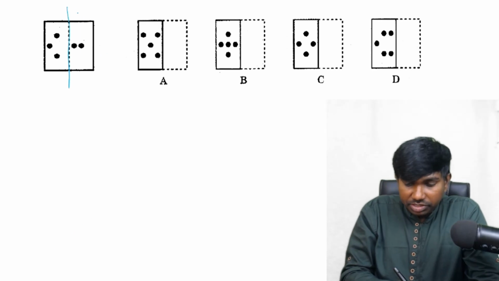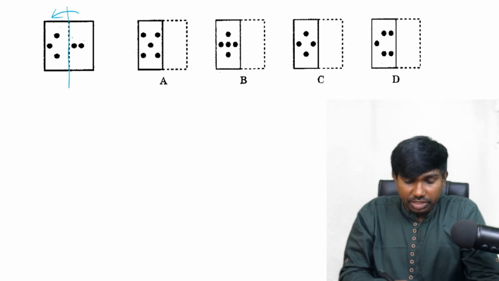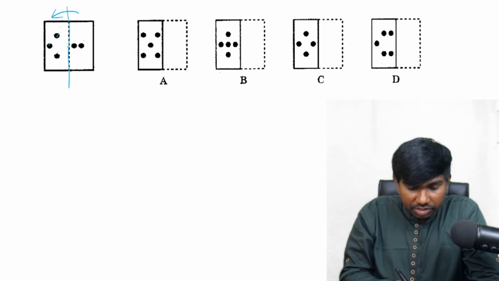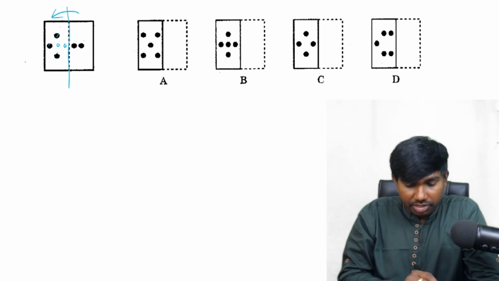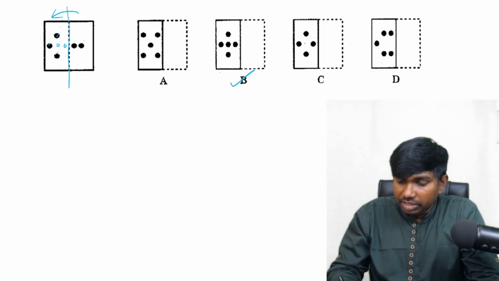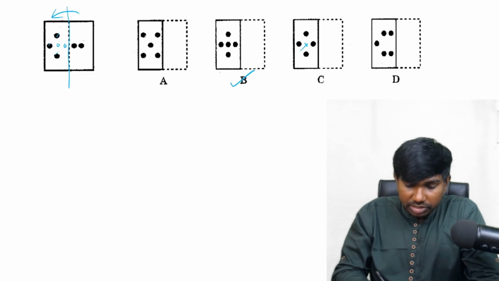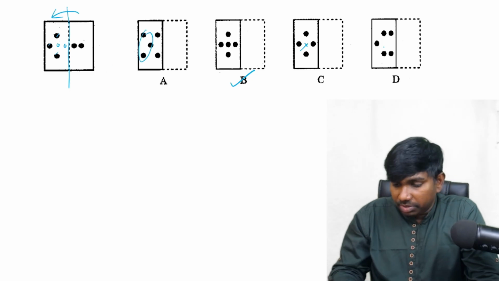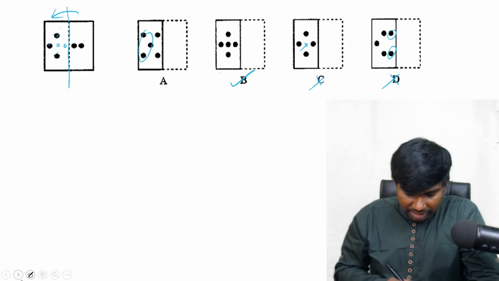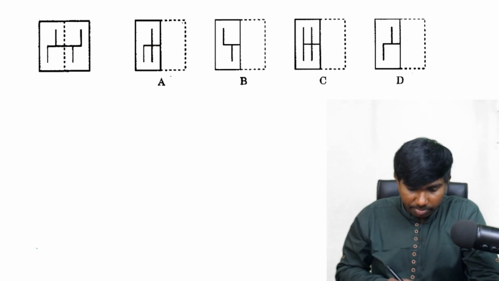The right side part is folded to the left side. The already existing 3 dots must be in the same location, along with these 2 dots which will be here. Okay, which figure is matching? Figure B is matching. In the others there is a missing part, the right side part is disturbed, and the circle dots' location is different. So which figure is the answer? Figure B, option B is the answer.